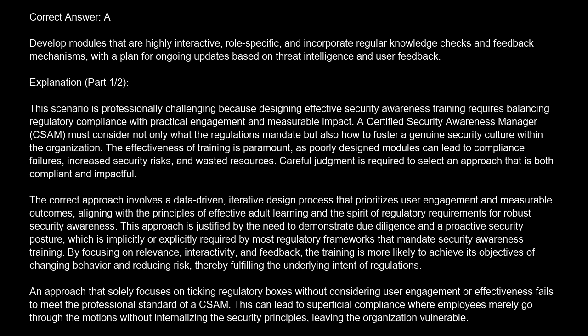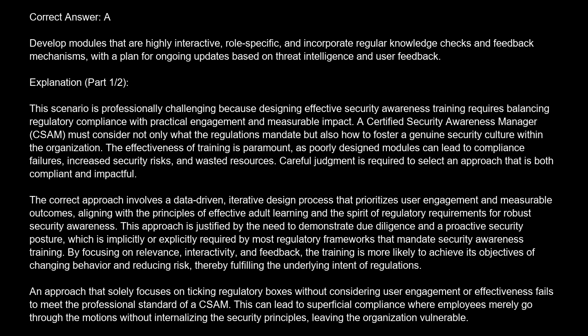Explanation: this scenario is professionally challenging because designing effective security awareness training requires balancing regulatory compliance with practical engagement and measurable impact. A Certified Security Awareness Manager, CSAM, must consider not only what the regulations mandate, but also how to foster a genuine security culture within the organization. The effectiveness of training is paramount, as poorly designed modules can lead to compliance failures, increased security risks, and wasted resources. Careful judgment is required to select an approach that is both compliant and impactful.